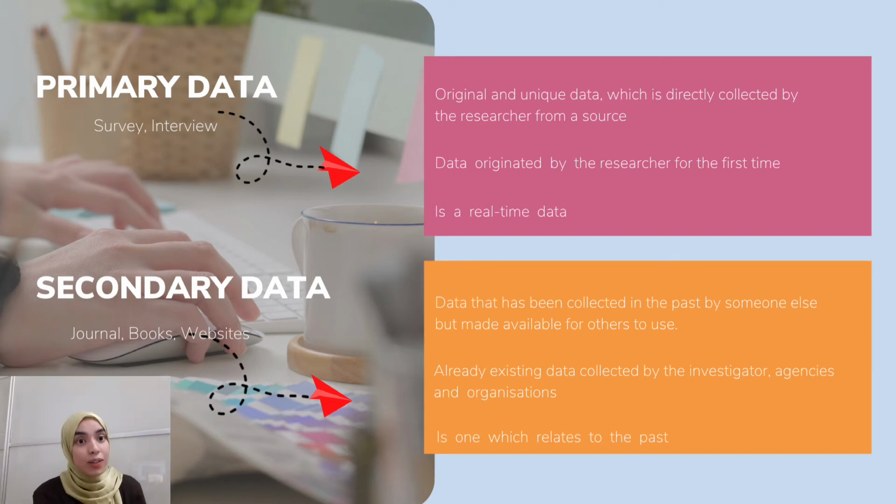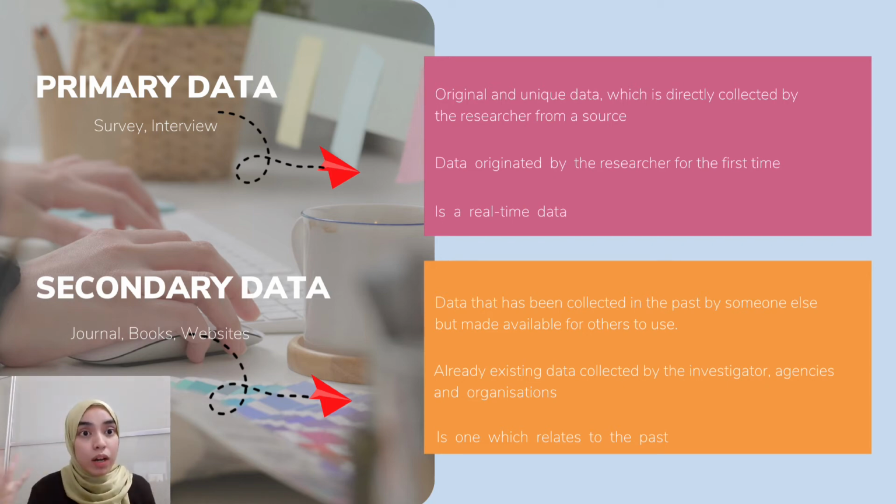from the respondent. Second is secondary data. Secondary data is data that has been collected in the past by someone else but made available for others to use. So this is already existing data, collected by the investigator, by the organization, or by the agencies. Of course, secondary data is data related to the past.